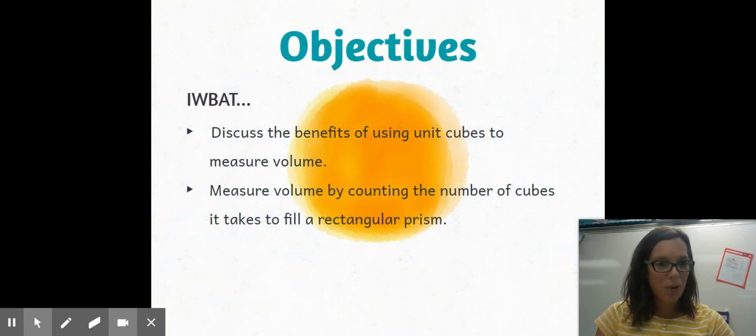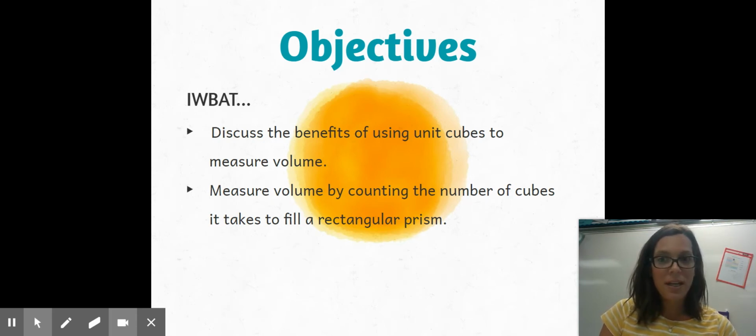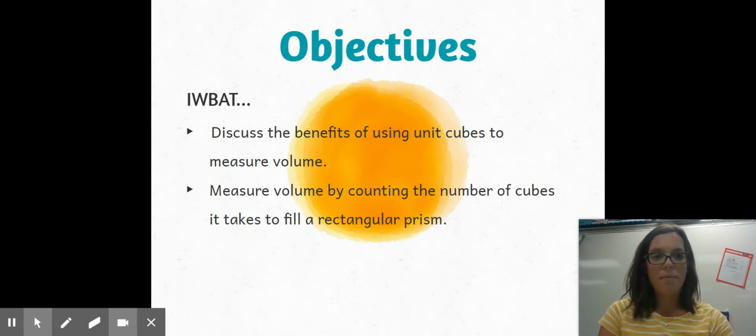But before we go into our warm-up, as a reminder, today for our objective, we will be discussing the benefits of using unit cubes to measure volume. And we will measure volume by counting the number of cubes it takes to fill a rectangular prism. As I had mentioned, there are going to be a couple of different ways that you can find the volume of a prism. And today is going to be the first method, which is counting cubes. So let's get started with our warm-up.